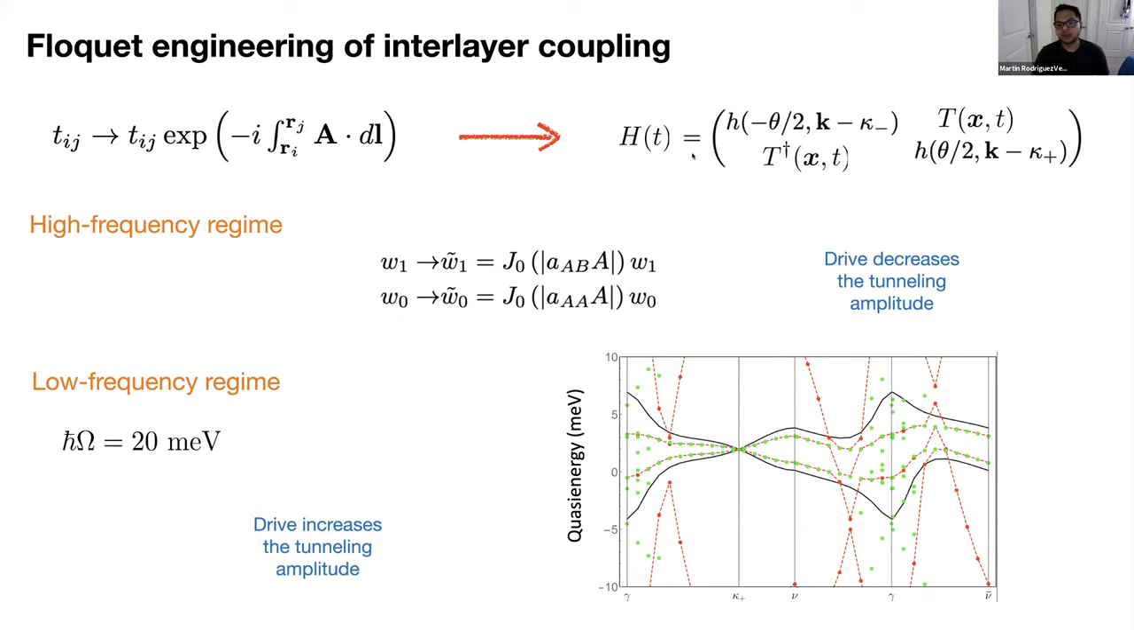to the interlayer tunneling. Now you can see here the new time-dependent Hamiltonian, where the time dependence now comes in the tunneling part. In this case, you can either decrease or increase the tunneling amplitude depending on the frequency of the laser. If you are in the so-called high frequency regime, you acquire these prefactors of the Bessel function, and you can decrease the tunneling amplitude. But if you go to the low frequency regime, this can be increased. You can see that here with the green dots, which have a lower Fermi velocity.